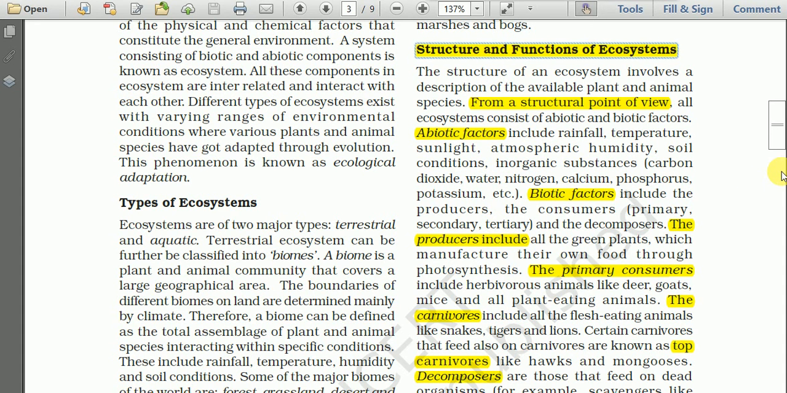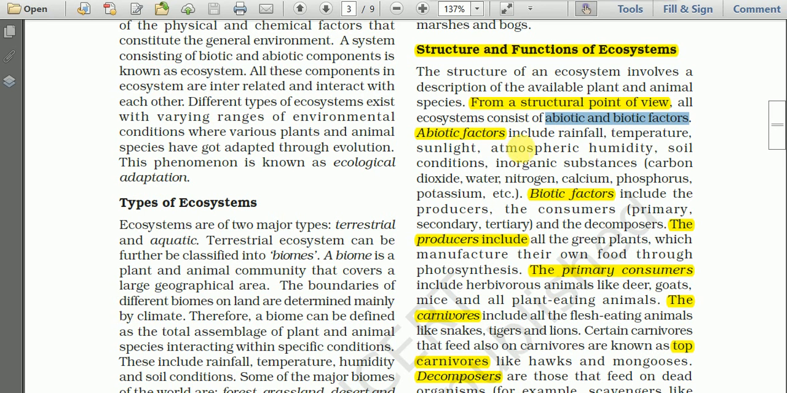Structure and functions of ecosystems. Yesterday we learned that an ecosystem is the interaction between biotic and abiotic factors. Now let us read about the structure and the functions of ecosystems. The structure of an ecosystem involves a description of the available plant and animal species. From a structural point of view, every ecosystem consists of biotic and abiotic factors.